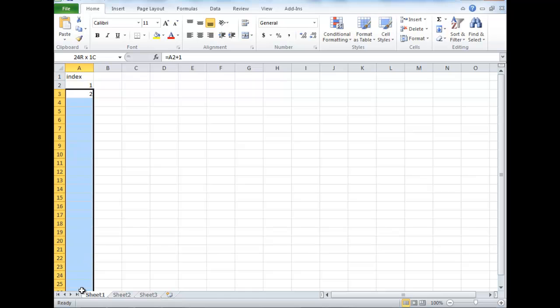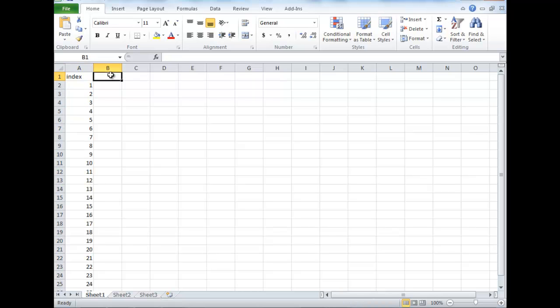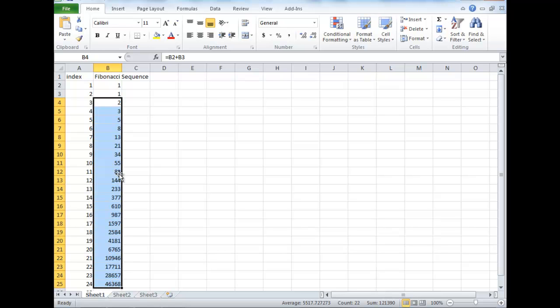Command D for control. Control D. And then we're going to call this the Fibonacci sequence. The values of it go 1, 1. So we had to initialize 2 things here. Now we want to take the previous 2 terms and add them up. And control D, and that should, okay.